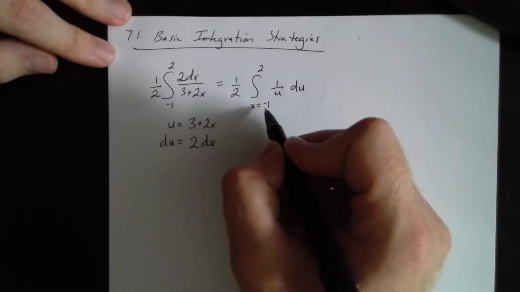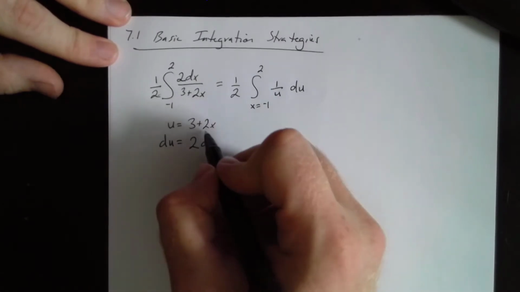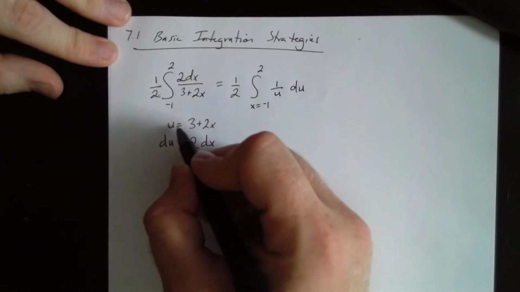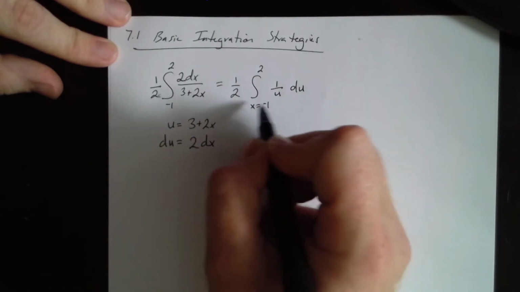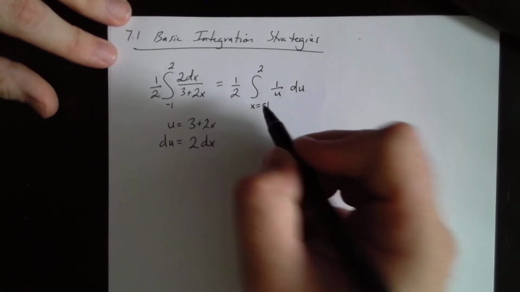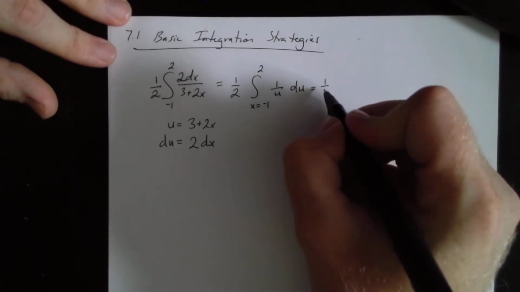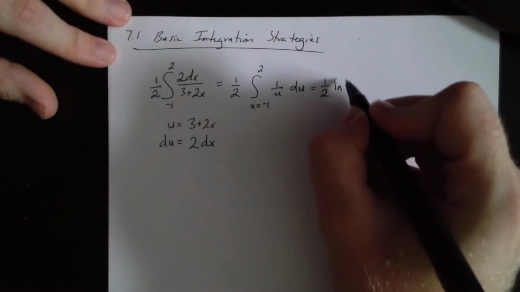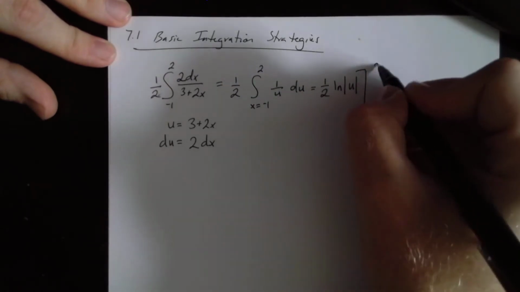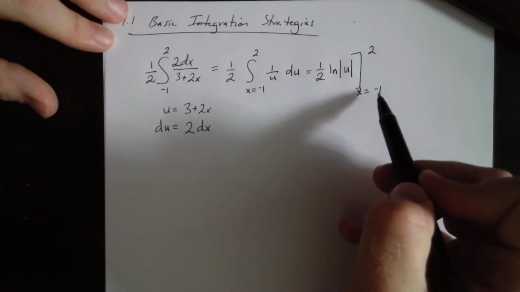A way to avoid this is by identifying that if x is -1, then in here I have 3 plus 2 times -1, which is really just 1, so my u changes to 1. I can change both of these bounds if we see fit, but it's not necessary. We can just simply back sub. I know the integral of 1 over u is just natural log of u, so I'm going to have 1/2 natural log of the absolute value of u evaluated from x equals -1 to 2. And again, this is an example where that absolute value is absolutely necessary.